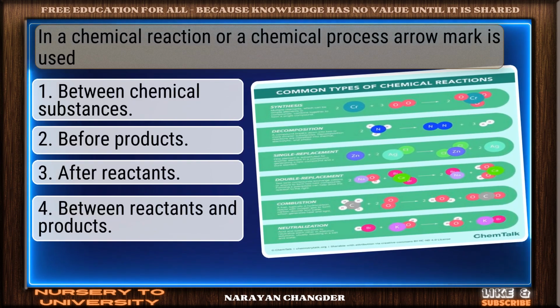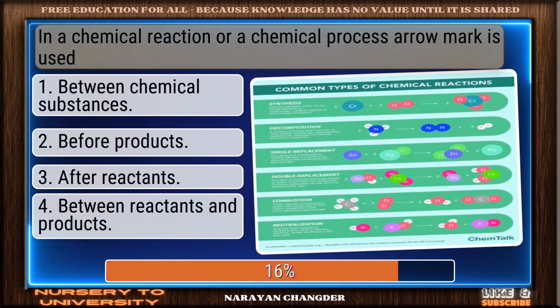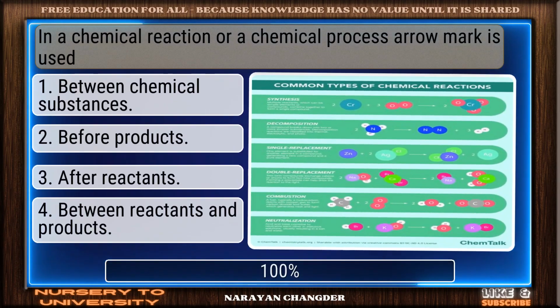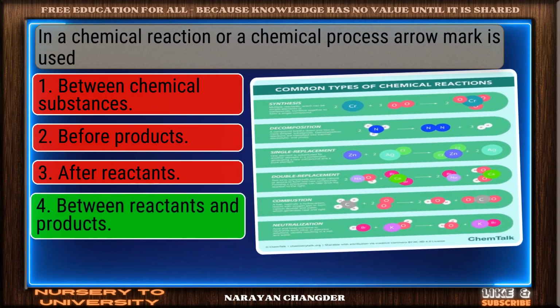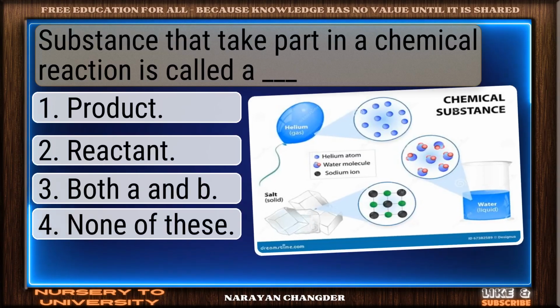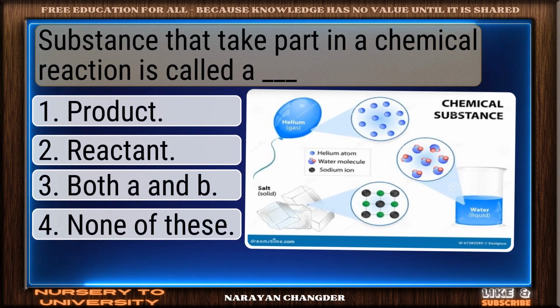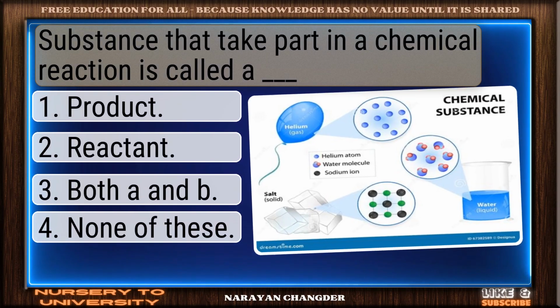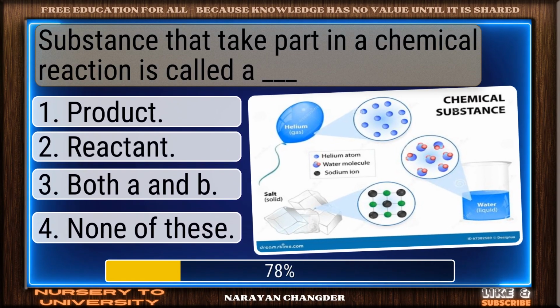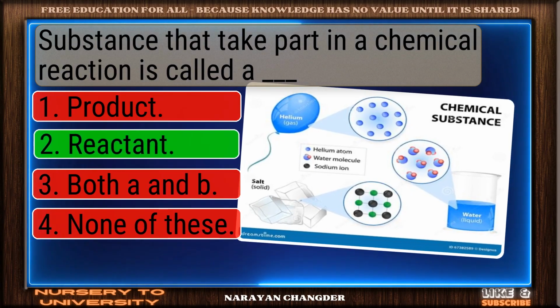In a chemical reaction or a chemical process, arrow mark is used. Great thinking. Between reactants and products is the right choice. Substance that take part in a chemical reaction is called a dash. Excellent. Reactant is a brilliant choice.